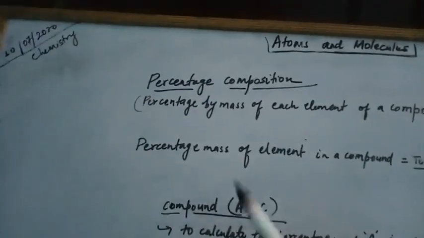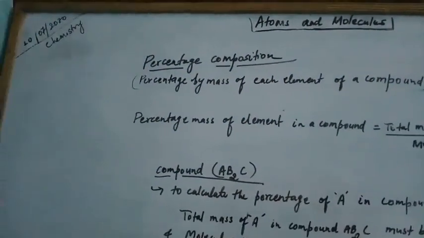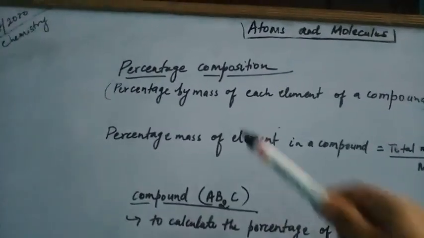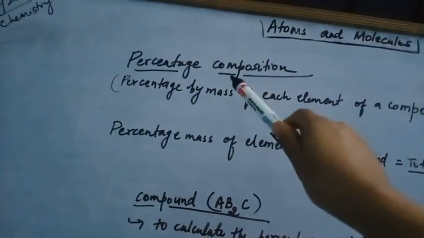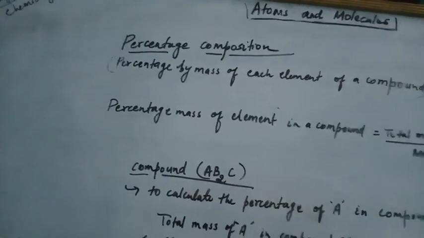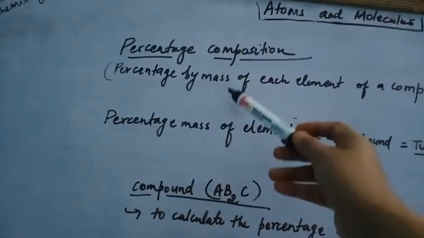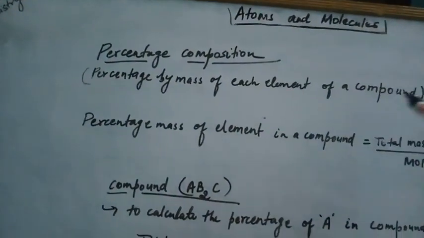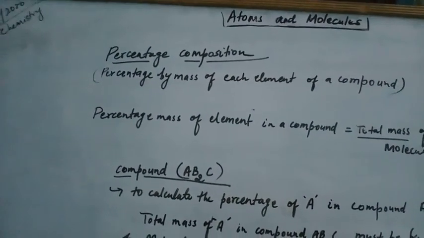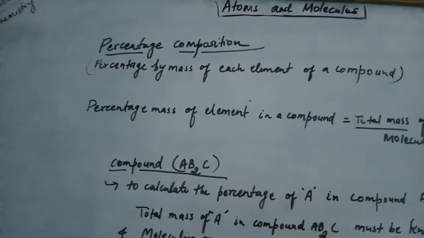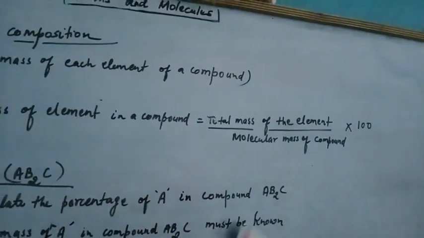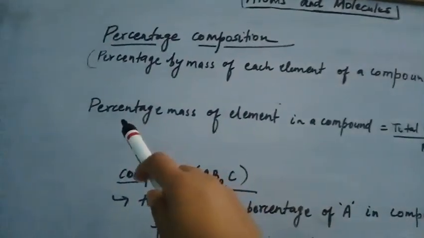So the words percentage composition refer to how many percent of individual element is present in a compound. It refers to the percentage by mass of each element of a compound. To calculate percentage by mass of any element present in a compound, there is a formula for that. So what is the formula?